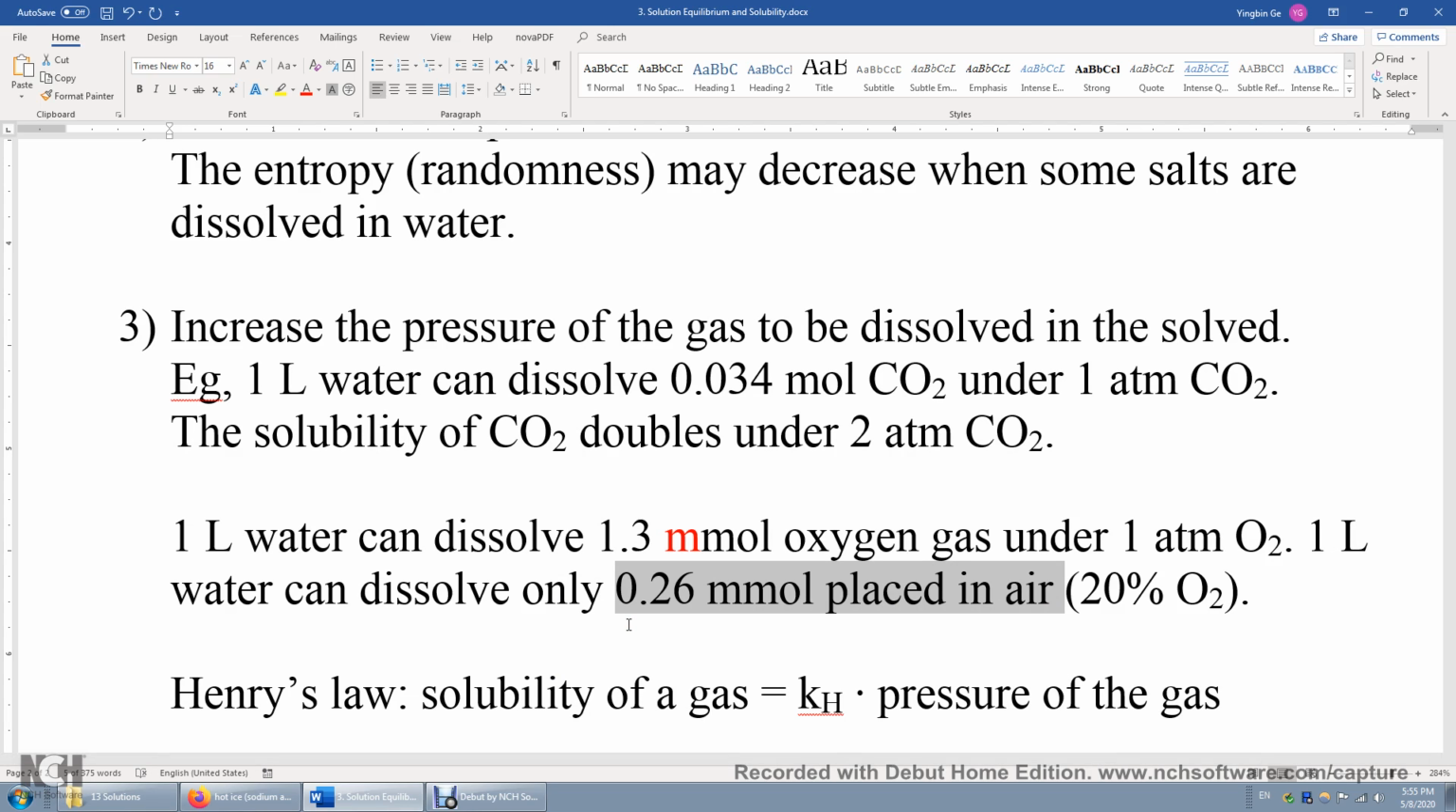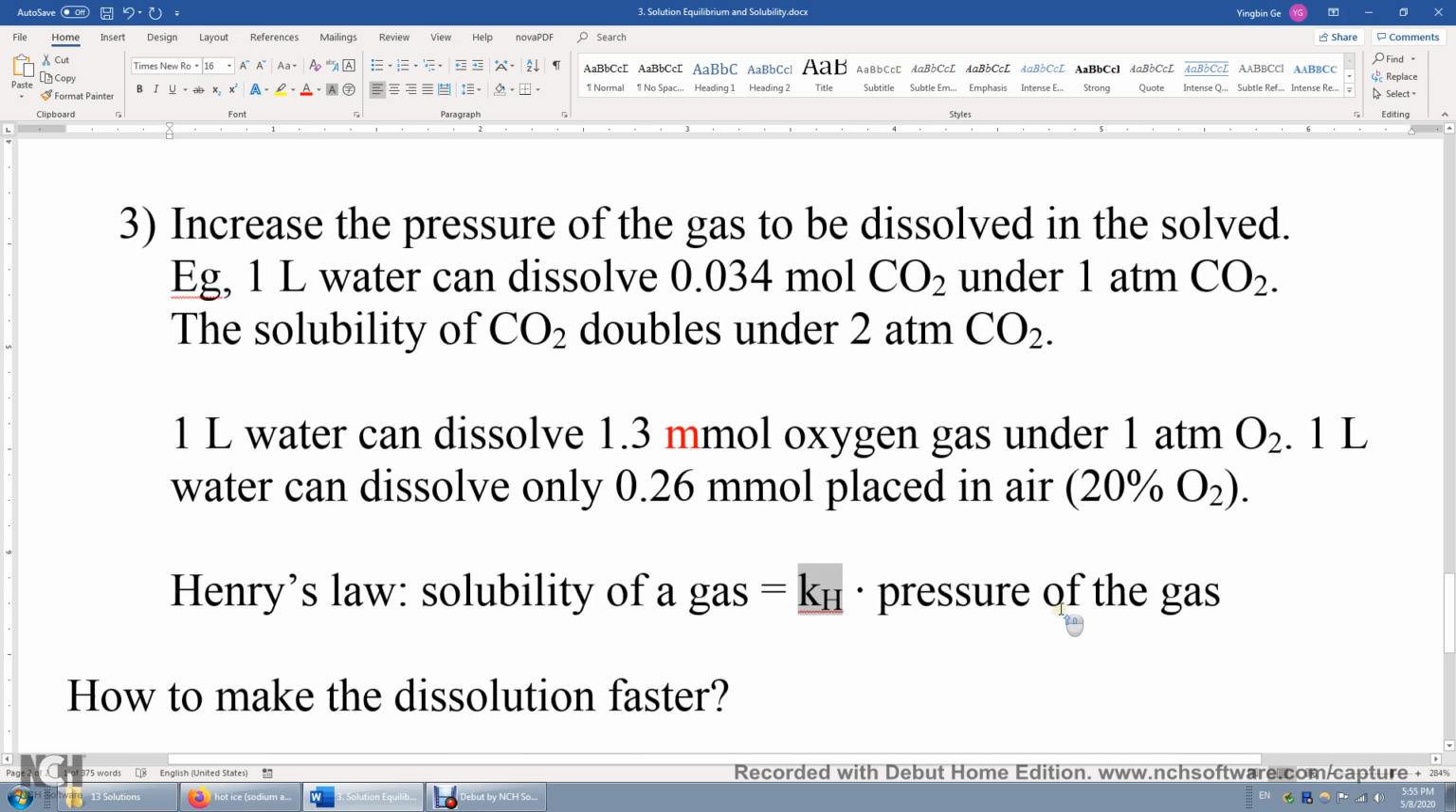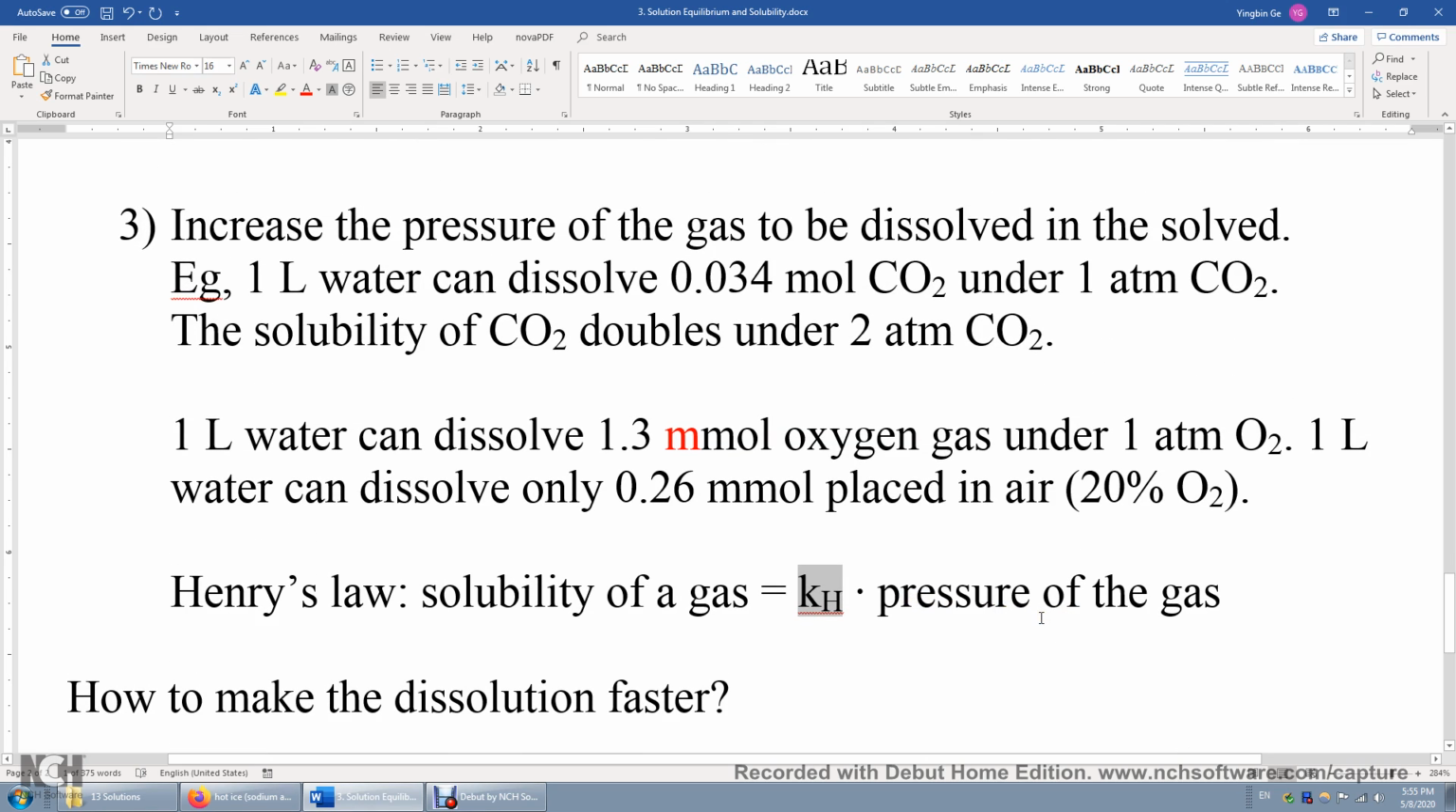Now I'm going to show you an equation. The solubility of a gas is a constant. It's called Henry's constant. This H stands for Henry. Henry's constant times the pressure of that gas. All right, not the total pressure, just the partial pressure of that gas if you're talking about a mixture of gas. So if you're talking about air, and if you're talking about the solubility of oxygen in water, the pressure of oxygen is 0.2 atm. All right. What about the partial pressure of nitrogen? 0.78 atm roughly. Okay. So this is how you increase the solubility of a gas in water or any other solvent. You just need to look up this Henry's constant of that gas.